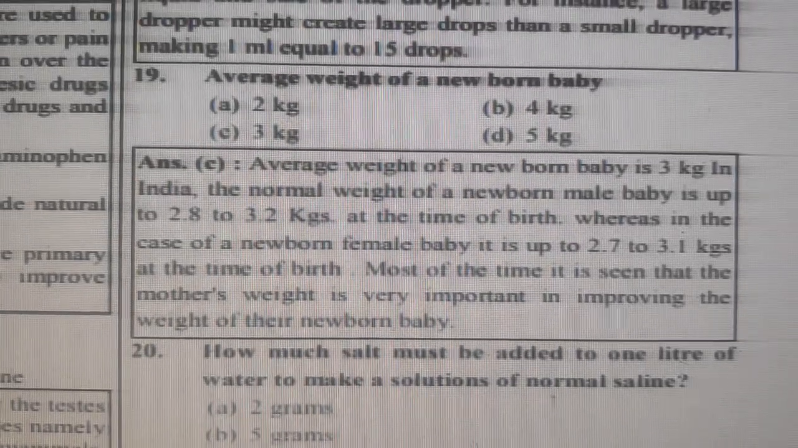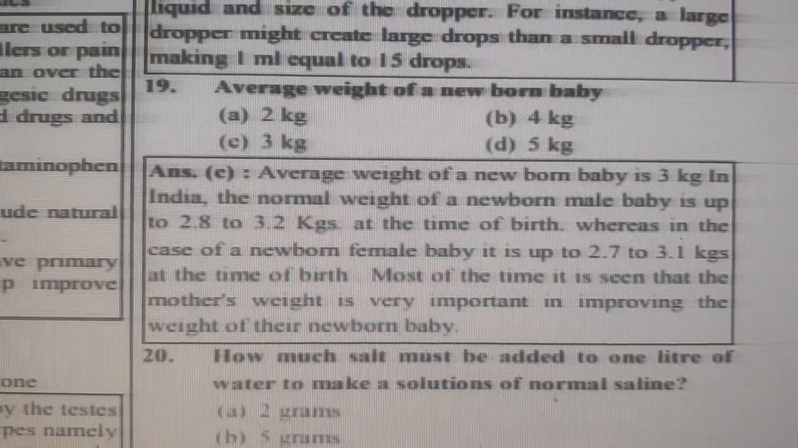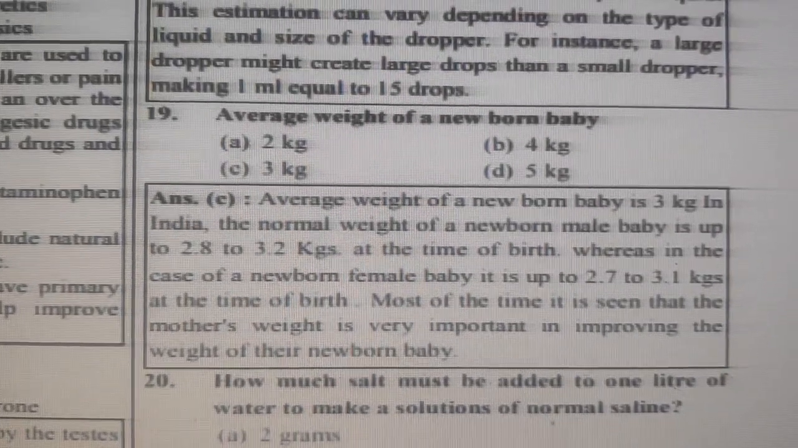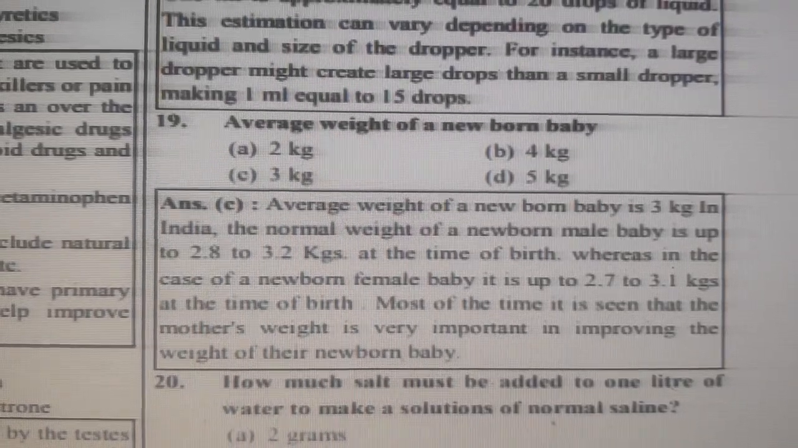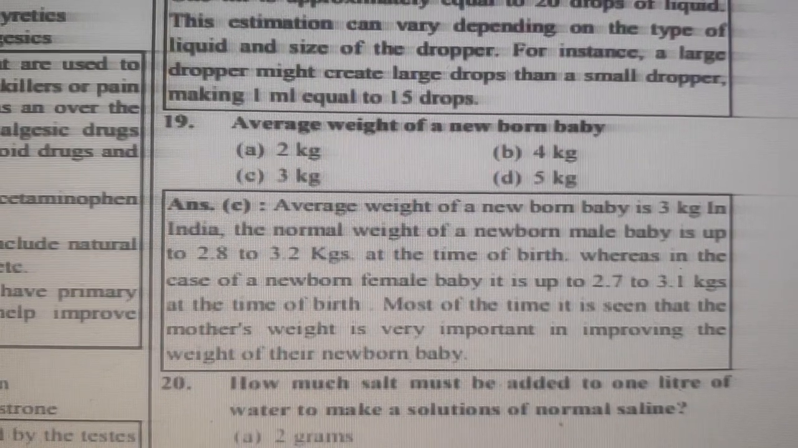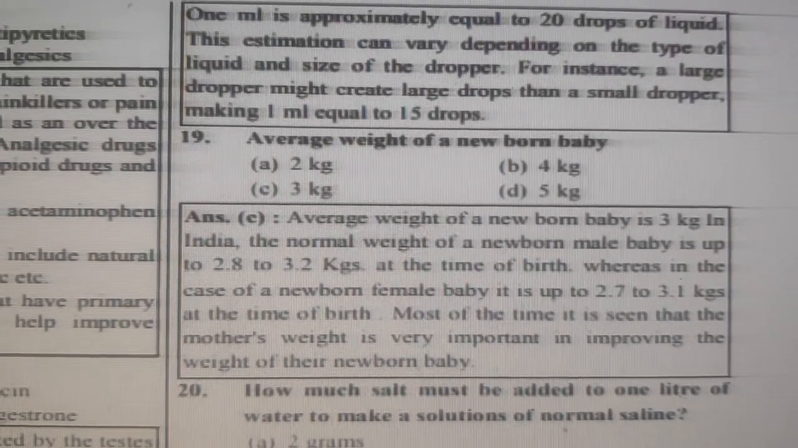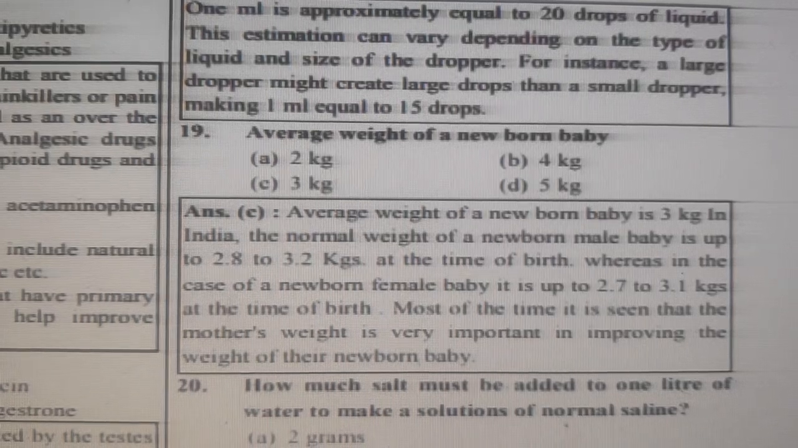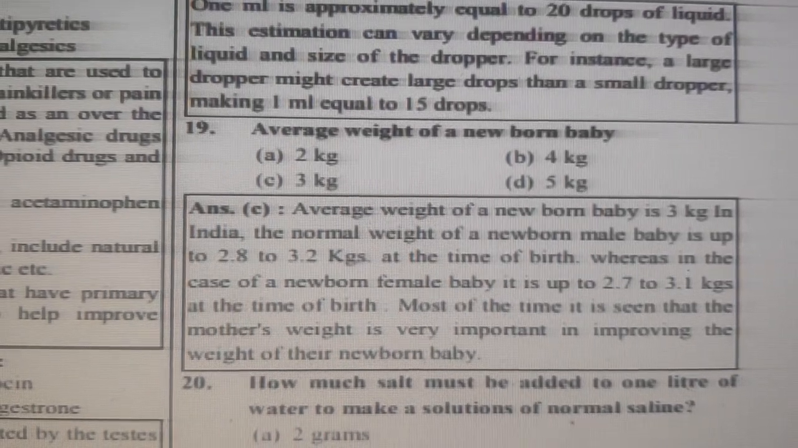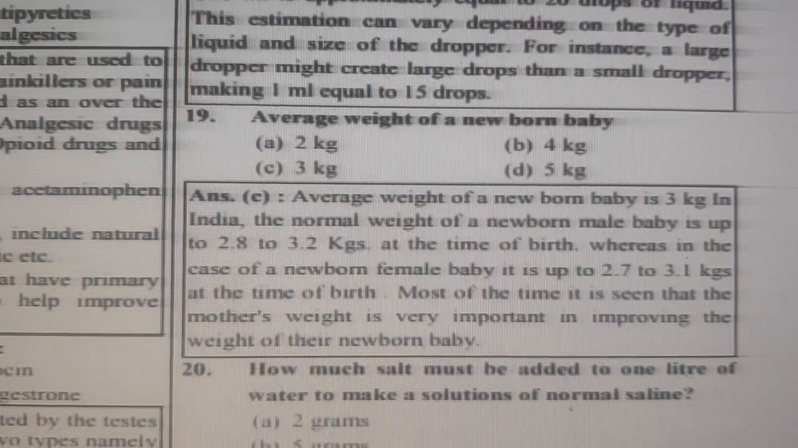The normal weight of a newborn male baby is 2.8 to 3.2 kg at the time of birth, whereas a newborn female baby is 2.7 to 3.1 kg at the time of birth. Most of the time it is seen that the mother's weight is very important in improving the weight of her newborn baby.